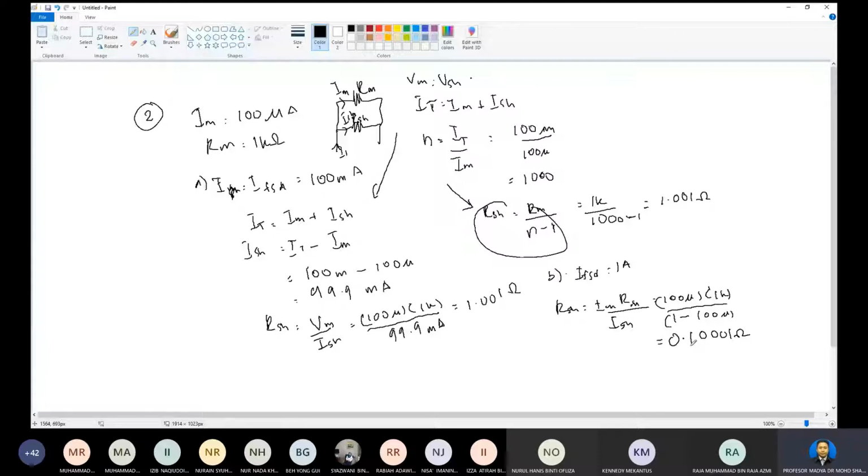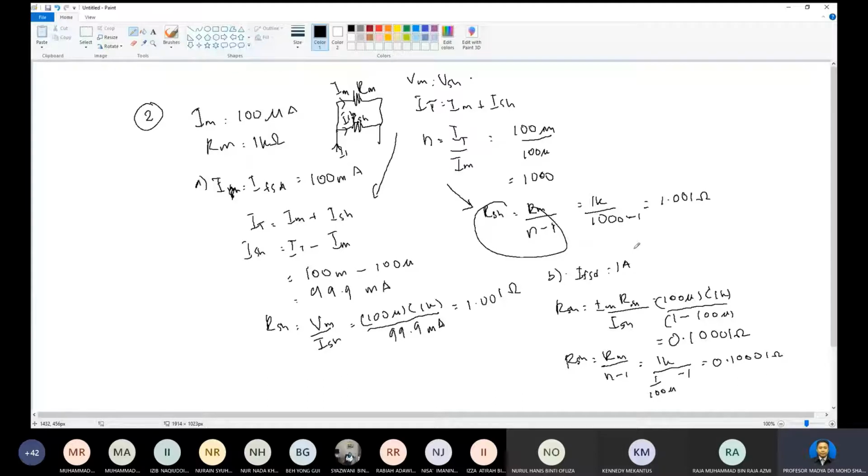And then we can also use the other formula: Rm, 1 over I m minus 1. So Rm is 1 kilo, I m is 1 over 100 micro, divided, minus 1 equals, it will be the same answer, 0.10001 ohm. So that is the solution for tutorial 2, question number 2.